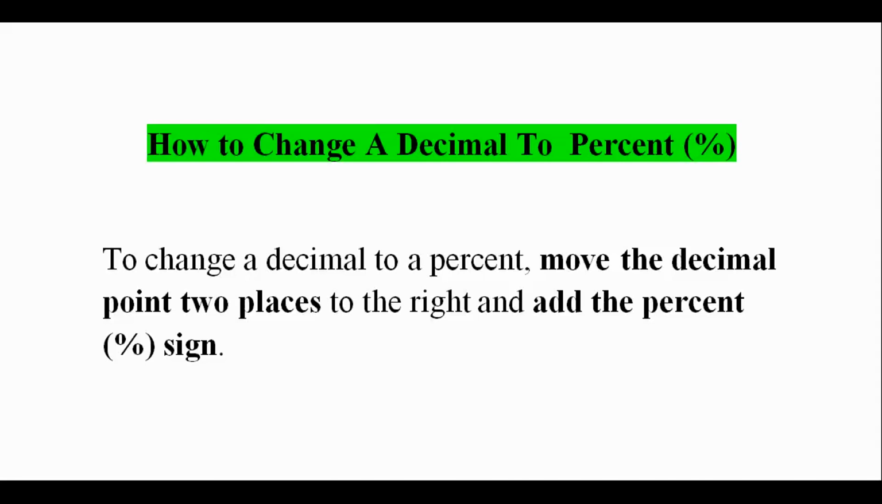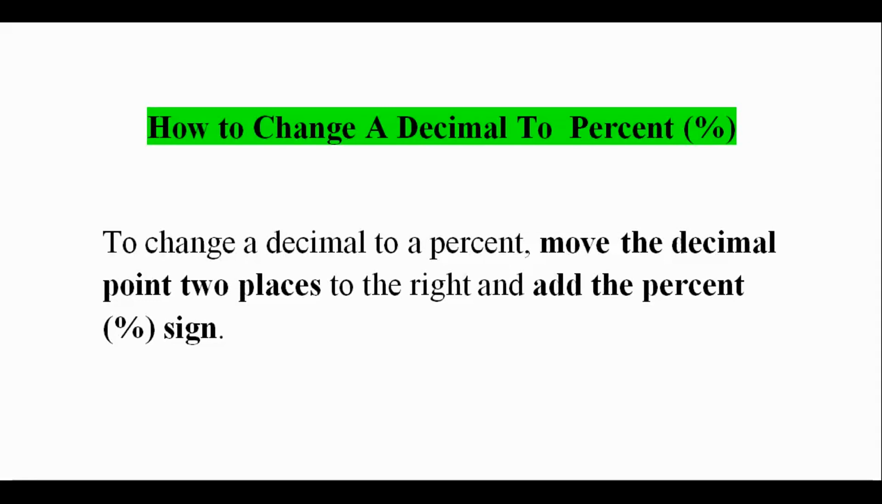In this video I will show you how to change a decimal to a percent and work through examples. To change a decimal to a percent, move the decimal point 2 places to the right and add the percent sign. Let's take a look at our first example.